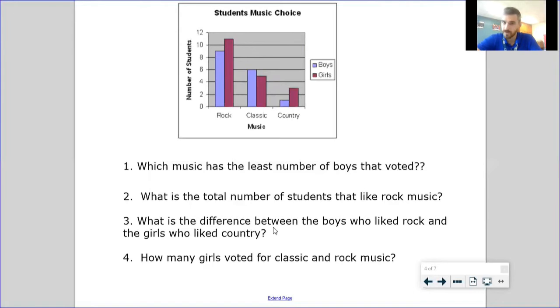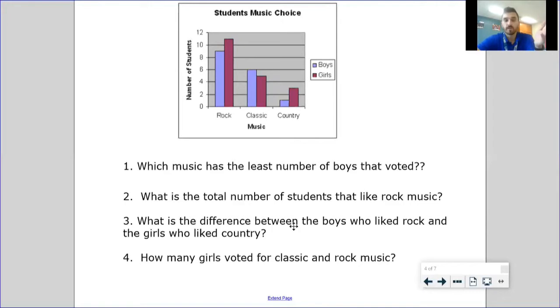All right, number 3, another keyword that we've seen a bunch. It says, what is the difference between the boys who liked rock and the girls who liked country? I like this question because you're looking at both genders, but then you're also looking at 2 different types of music. You're going to have to look at a couple different spots.